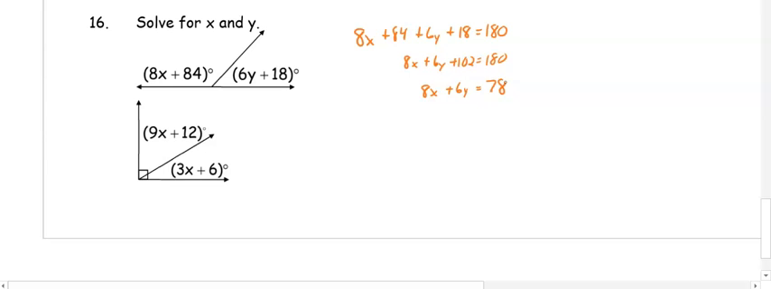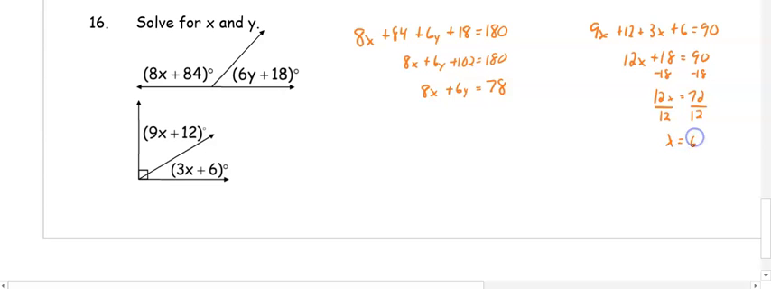So now we're stuck because we have an x and a y. So let's look at the second angle where the two angles are making a right angle. So 9x plus 12 plus 3x plus 6 is equal to 90. So when we combine like terms, 12x plus 18 is equal to 90. We can subtract 18 from both sides. 12x is equal to 72. When we divide by 12, x is 6.